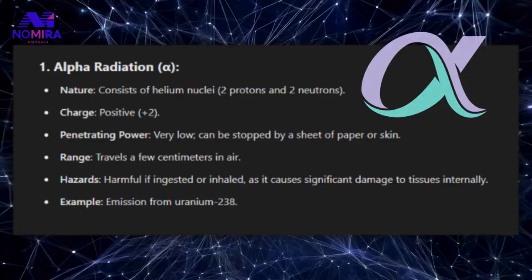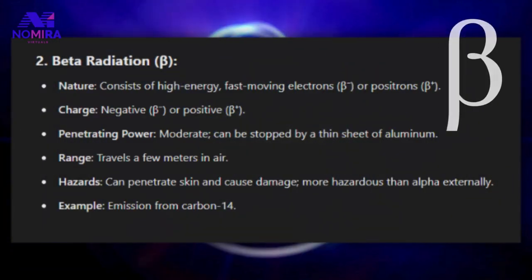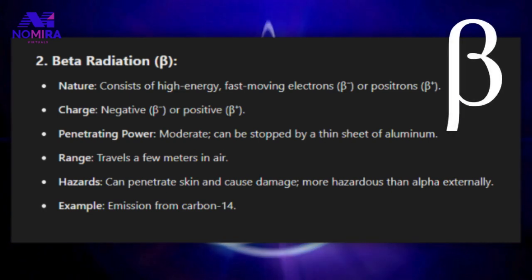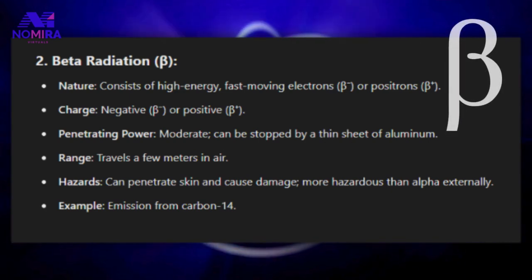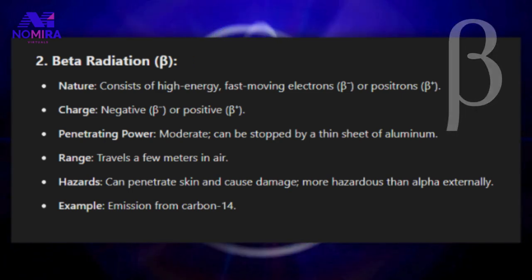Exactly. Now, beta particles are more like tiny darts. They're much lighter and faster than alpha particles, so they can penetrate further, but they still don't have the energy to go through something very dense. A bit more sneaky than the alpha particles.